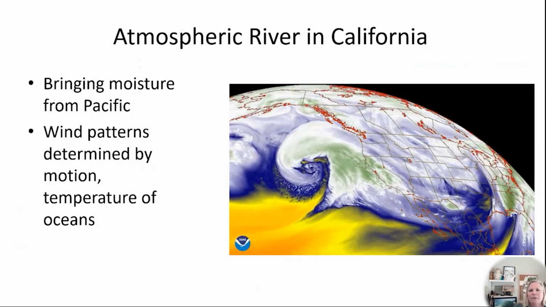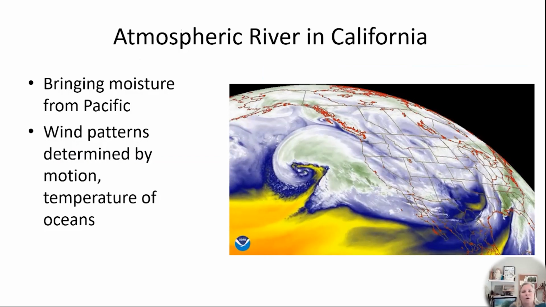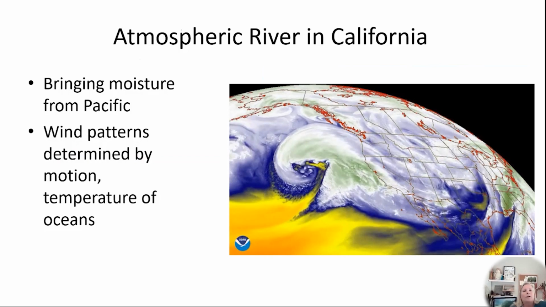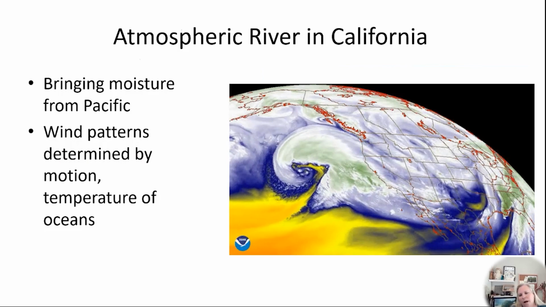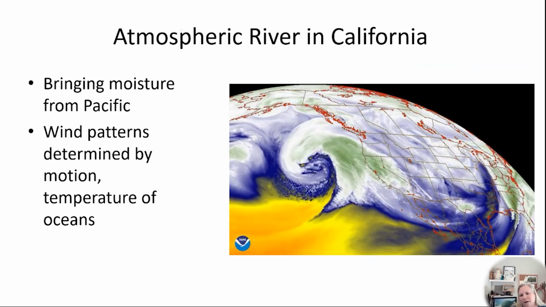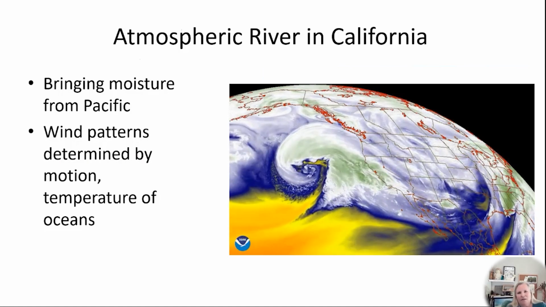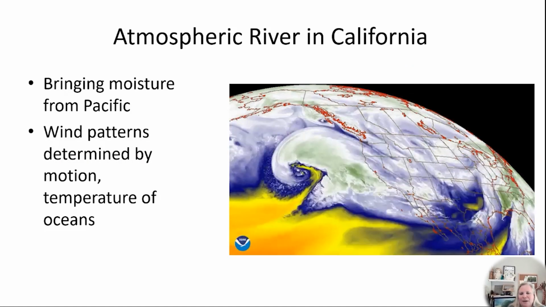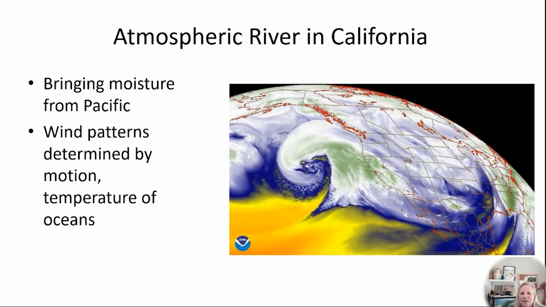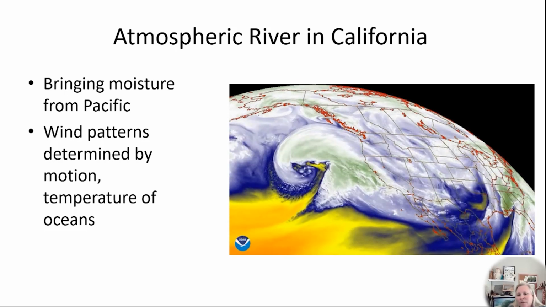All right. Now, our atmospheric river in California, we talked a little bit about this with the oceans, about how your ocean water comes down from Alaska and it's cold water. Your atmospheric river in California is bringing a lot of moisture from that Pacific Ocean. And as you watch it spin here, can you find where you are in the Bay Area? Now, Oregon and Washington get a lot of rain. Bay Area, not so much. Southern California, not so much. So you can see again how these wind patterns are going to be determined by motion and the temperature of the oceans.